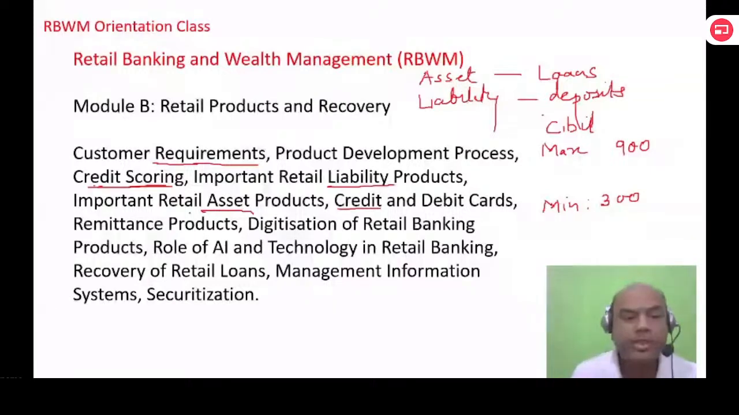Okay. Then remittance products. Remittance products means you'll have all NEFT, RTGS, UPI, then various payment systems, Bharat Pay. All these are also there. Okay. Then digitization of retail banking. Digitization of retail banking products means what? Here we'll be having this as well as this next topic, role of AI.